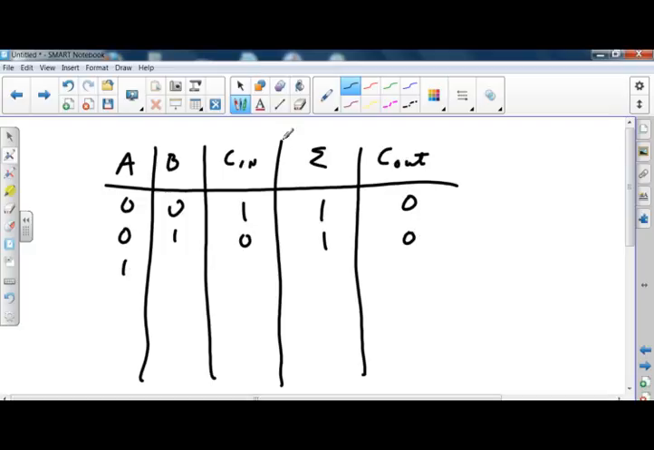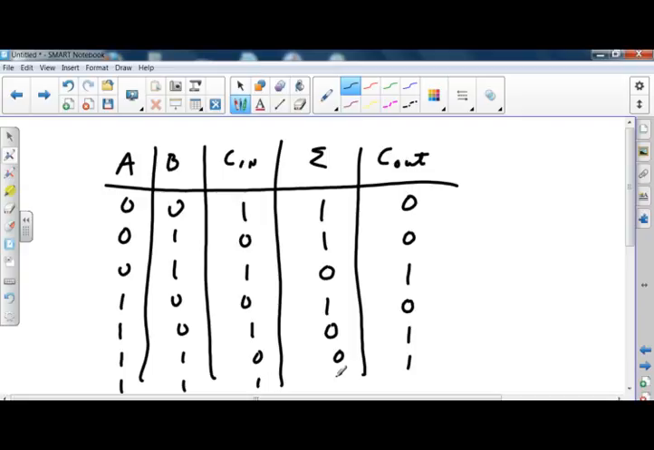1, no, I don't want a 1 there, do I? 0, 1, 1. The sum is 0, the carry out is 1. 1, 0, 0. The sum is 1, the carry out is 0. 1, 0, 1. The sum is 0, the carry out is 1. 1, 1, 0. Sum is 0, carry out is 1. 1, 1, 1. Sum is 1, carry out is 1.